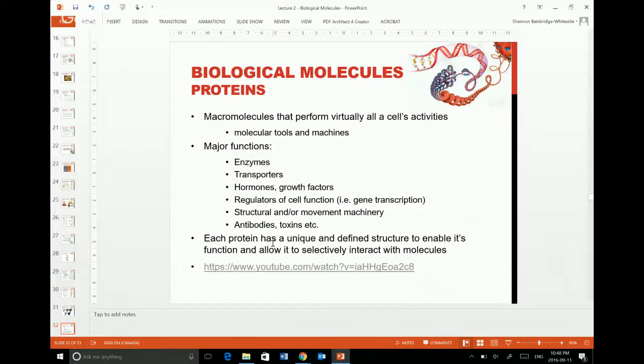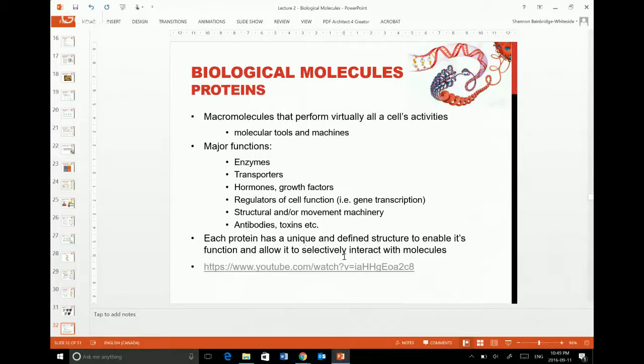Antibodies that we see in our immune system are proteins. So it's quite complex, the types of activities that proteins are taking on. And so over the course, we will be talking about all of these different functions that a protein may play.